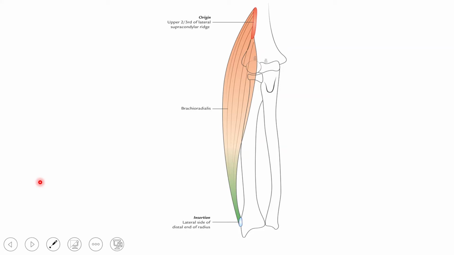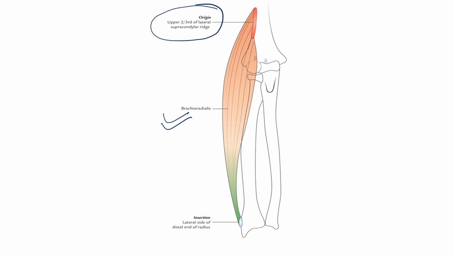So the origin of this brachioradialis is from the lateral supracondylar ridge of the humerus. Yes, the upper 2/3 of the lateral supracondylar ridge gives origin to the muscle brachioradialis. This muscle descends down, crosses the elbow joint, runs along the lateral border to get inserted onto the distal end of the radius just above the styloid process.